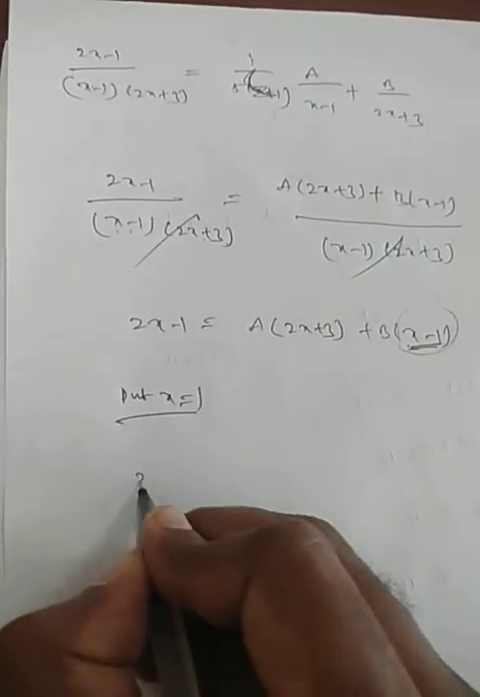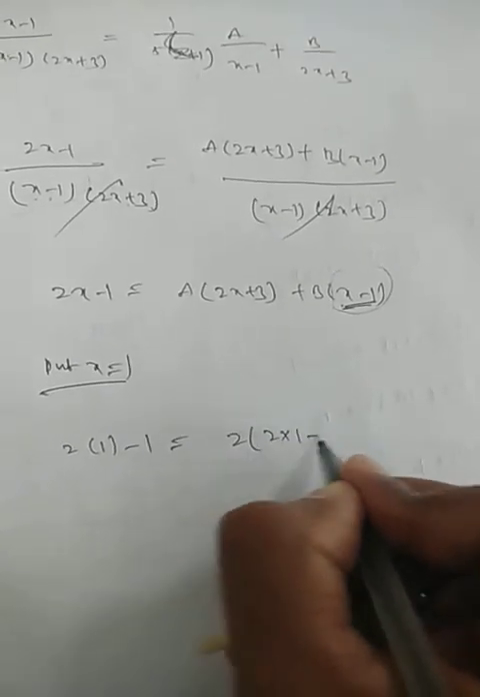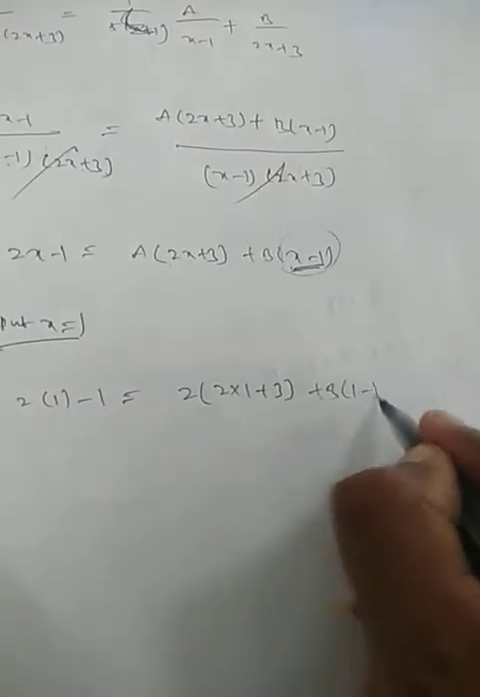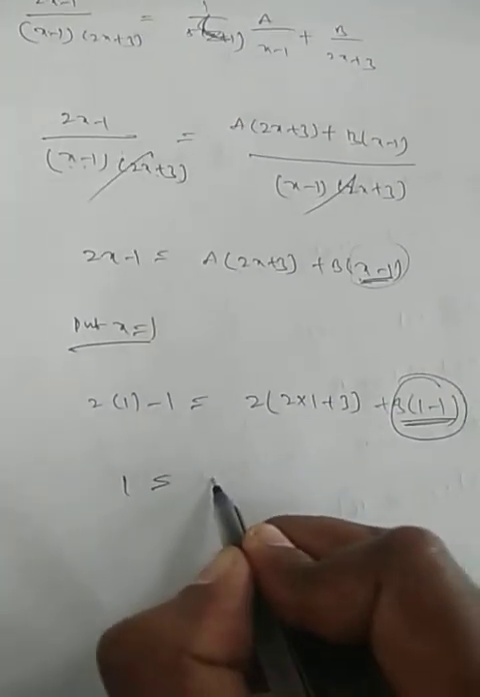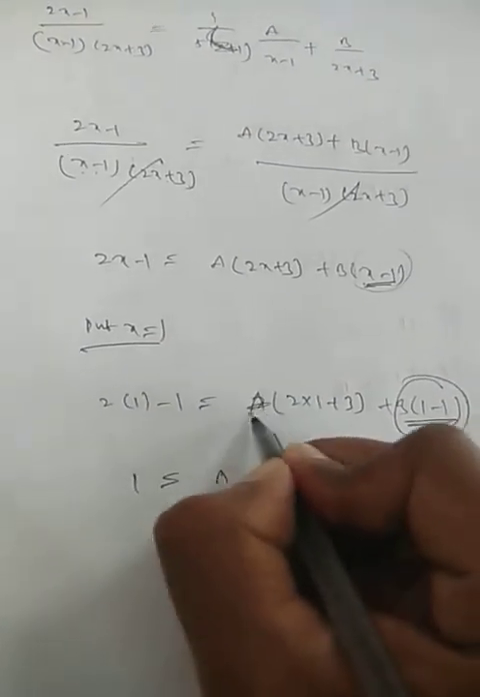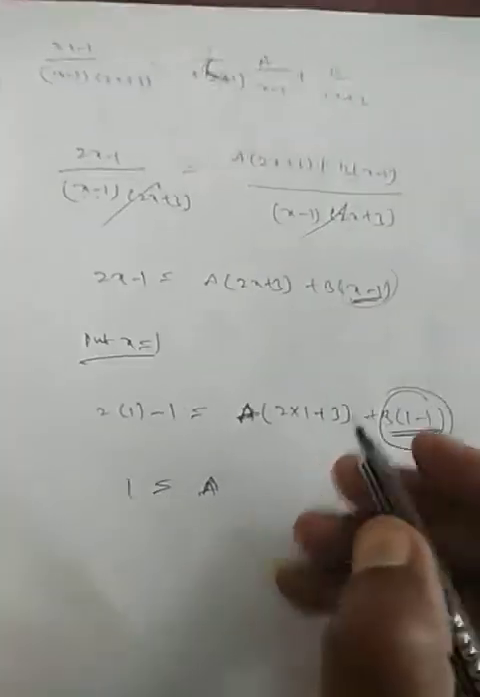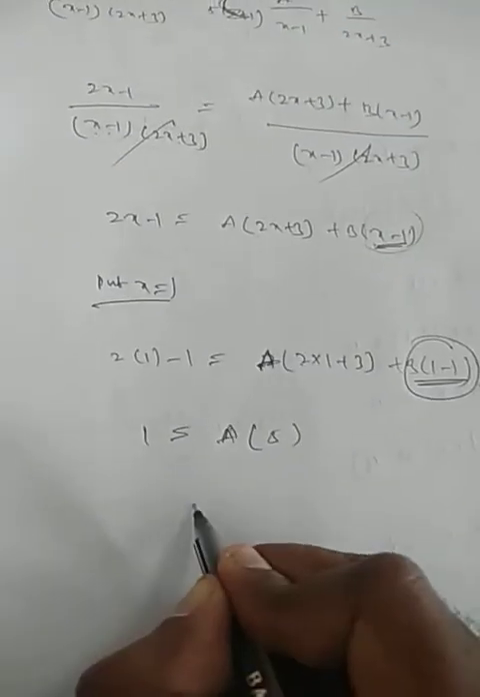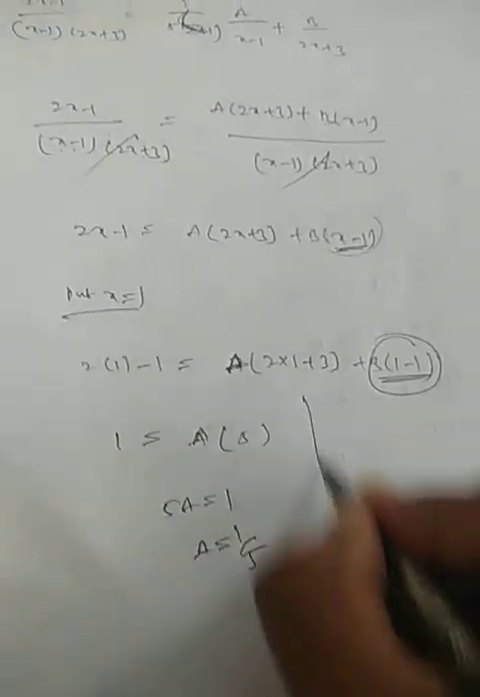So, if you put 1, 2 into 1 minus 1 is equal to a into 2 into 1 plus 3 plus b into 1 minus 1. 1 minus 1 is 0, this will go. 2 minus 1 is 1. So, I'm sorry, a into, 2 ones are 2, 2 plus 3, 5. Now, 5a is equal to 1. a is equal to 1 upon 5.